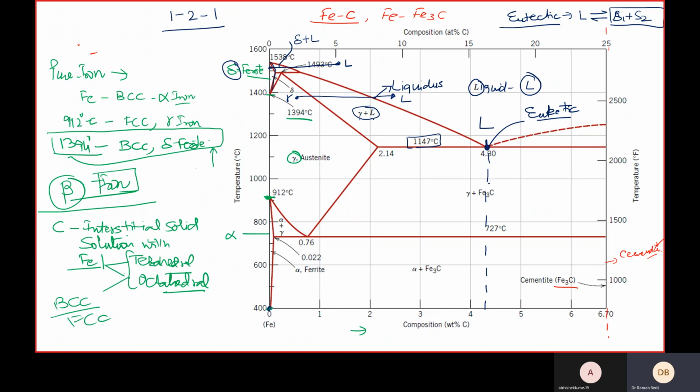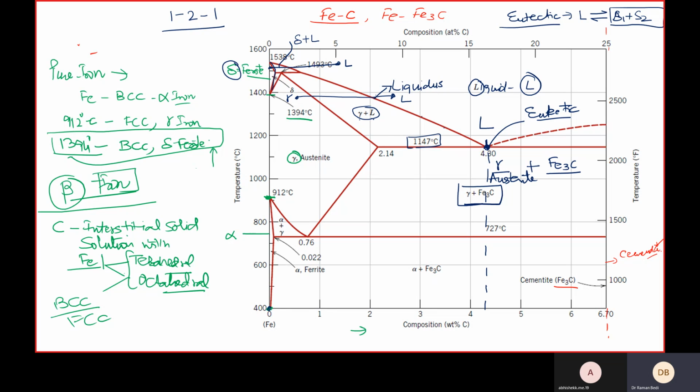What is happening during this? The single liquid phase is transforming into two solid phases. The two solid phases are gamma, which we say is austenite, plus the second phase, Fe3C, that is cementite. Incidentally, this 4.3% carbon composition has the lowest melting point anywhere in the diagram. For any other composition of iron plus carbon, the melting temperature will be higher, following the liquidus line. But the liquidus line is the lowest here.